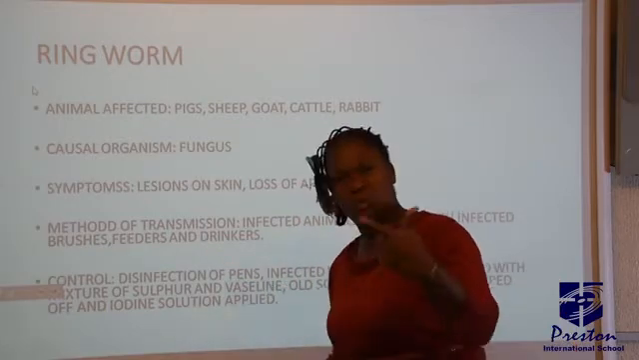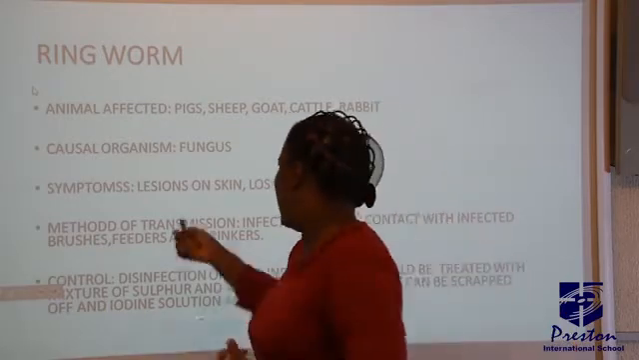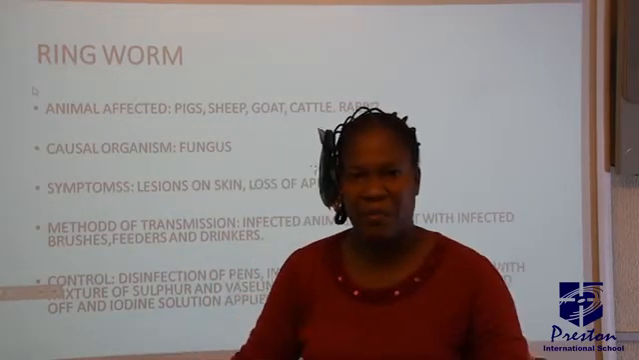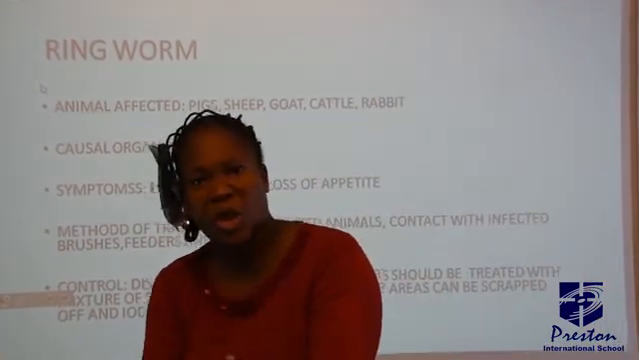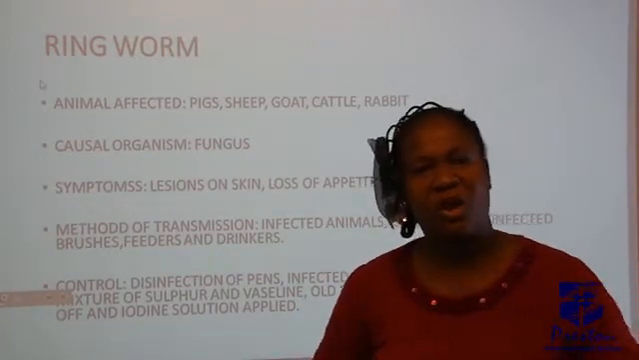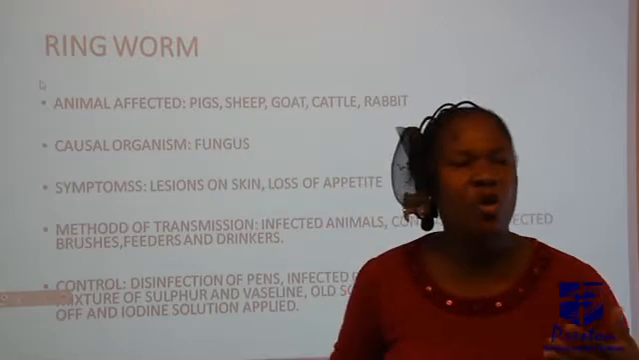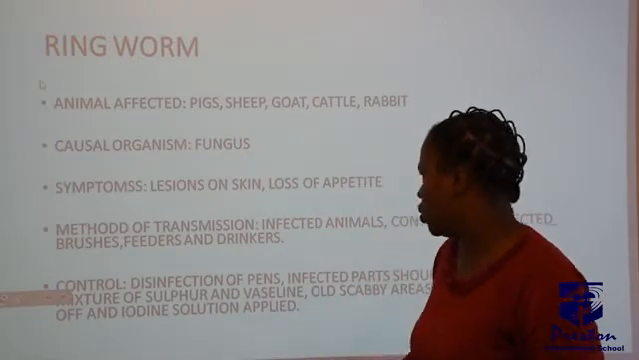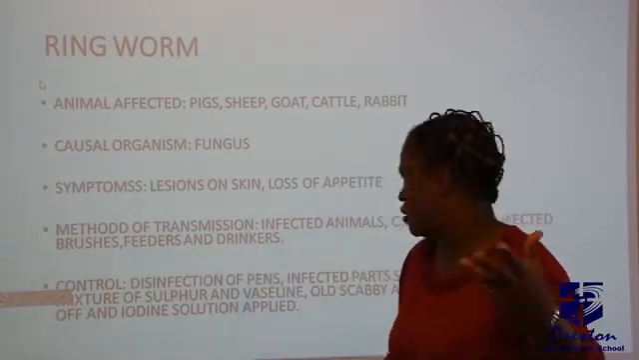Okay, now symptoms. What are the symptoms that you are going to notice? Now, lesion on the skin of the animal. You are going to see some patches on the skin of the animal, loss of appetite. Because it's going to be irritating, the animal will not be able to eat well. And so, mode of transmission.